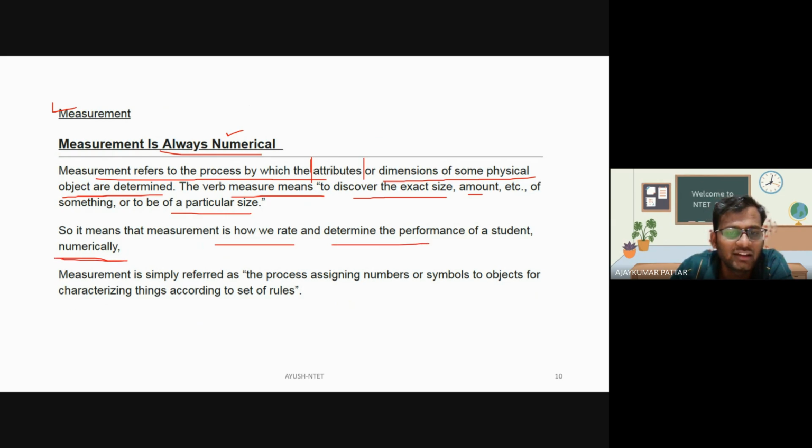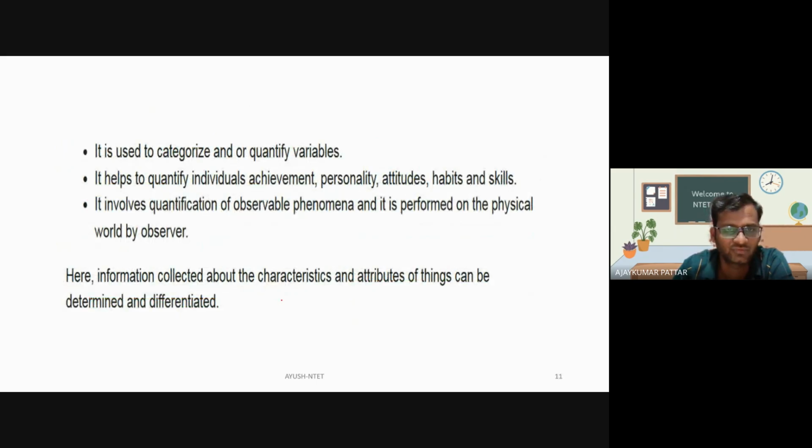You will give a number to each and every attribute, his knowledge, his behavior, everything. So measurement is always numerical. Measurement is simply referred to as a process of assigning numbers or symbols to objects for characterizing things according to a set of rules. It is used to categorize and quantify variables. It has to quantify individuals' achievement, personality, attitudes, habits, skills. It involves the quantification of observable phenomena. It is performed on the physical world by an observer.